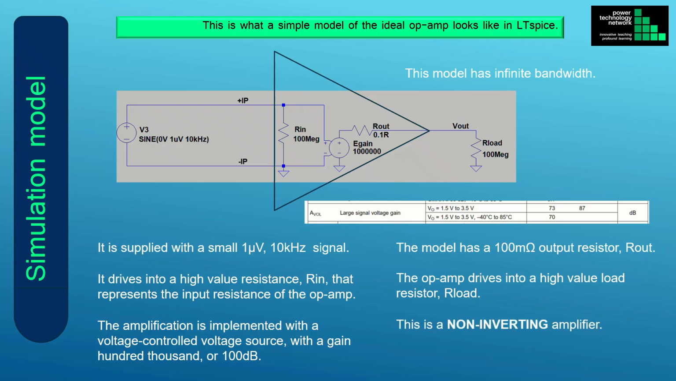This is a non-inverting amplifier. The negative input is grounded and is common with the output circuit. The positive terminal of the signal source is connected to the positive input of the model. The output is a single-ended output.